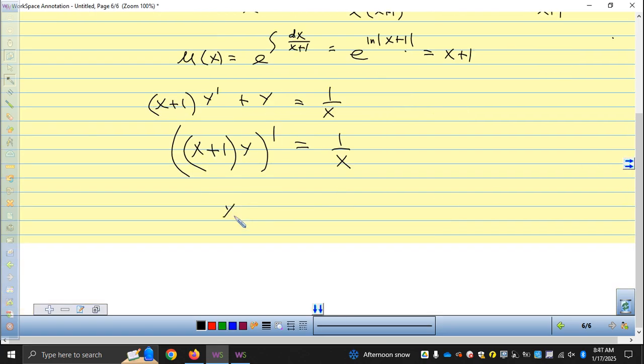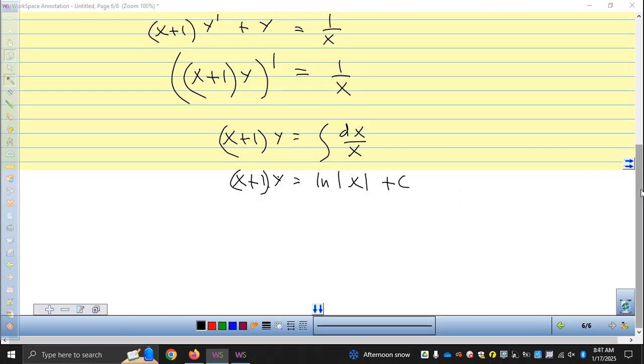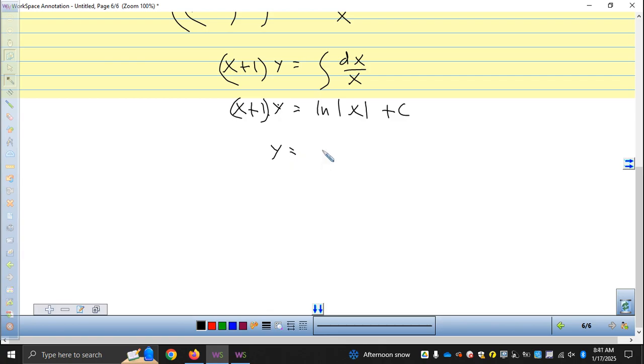We integrate both sides. (x plus 1) y equals the integral of dx over x. So (x plus 1) y is natural log of x plus c. And I'm going to keep the absolute value here because this is part of our solution. And then we can write our solution: y equals the natural log of absolute value of x over x plus 1 plus c over x plus 1.